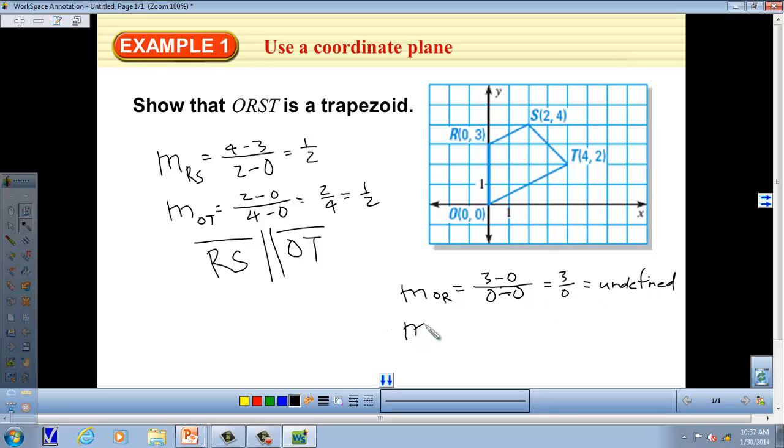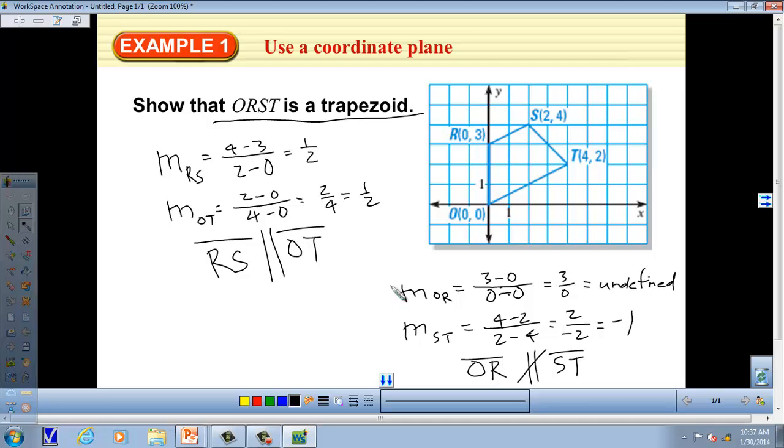And for ST, we can see that we have 4 minus 2 over 2 minus 4. This gives us 2 over negative 2, which is a negative 1. So we can say that OR is not parallel to ST. So this is a trapezoid now by the definition of a trapezoid. We have one set of parallel sides.